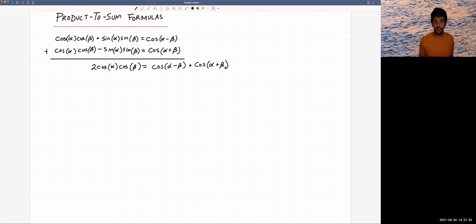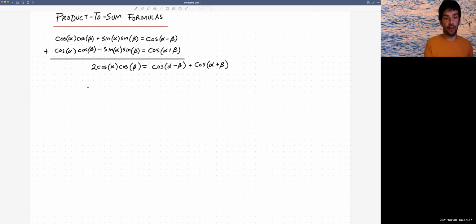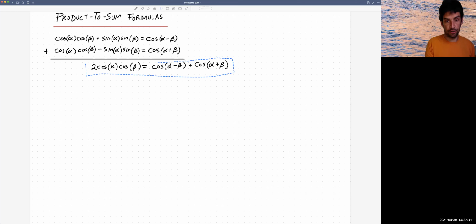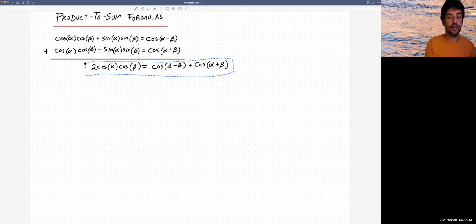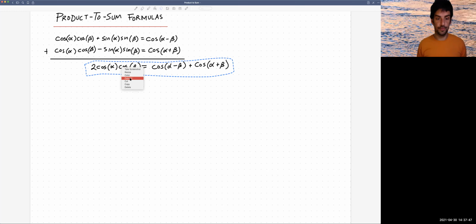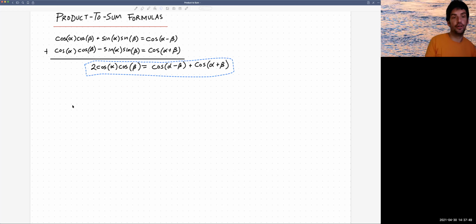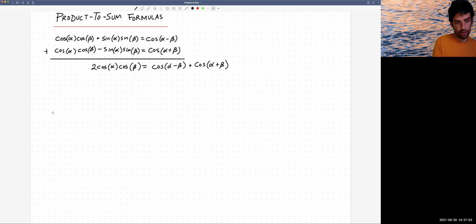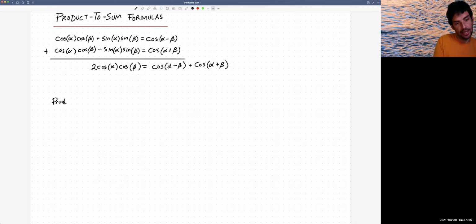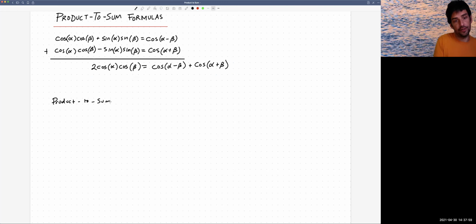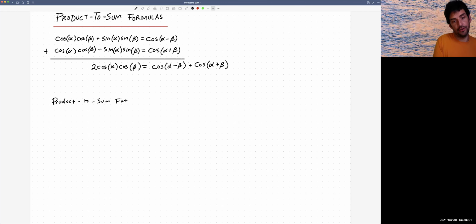And this is the first of our product to sum formulas. Notice what we have. We've got the product of two cosines, and we've turned it into the sum of two cosines. So why don't I start a little collection of these? This is the only one I'm going to derive. I'm just going to write the rest right now.